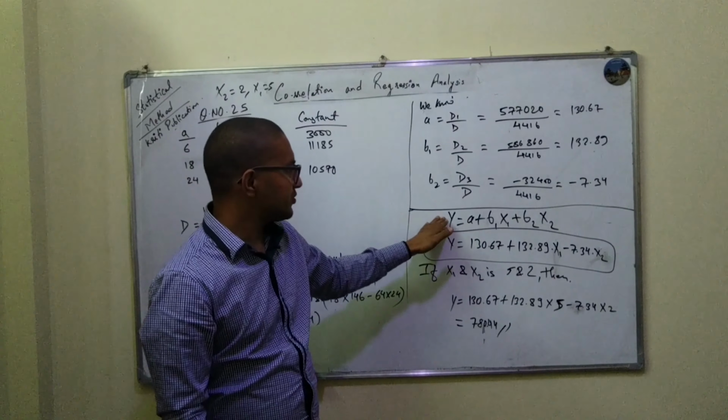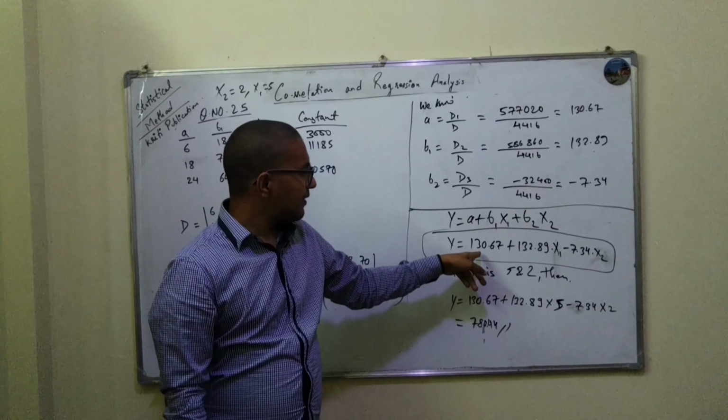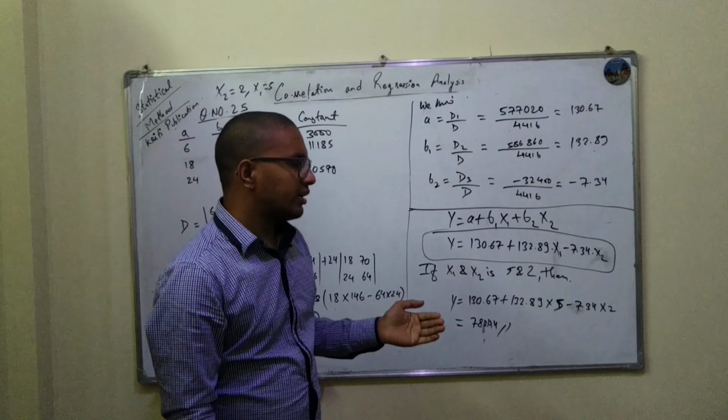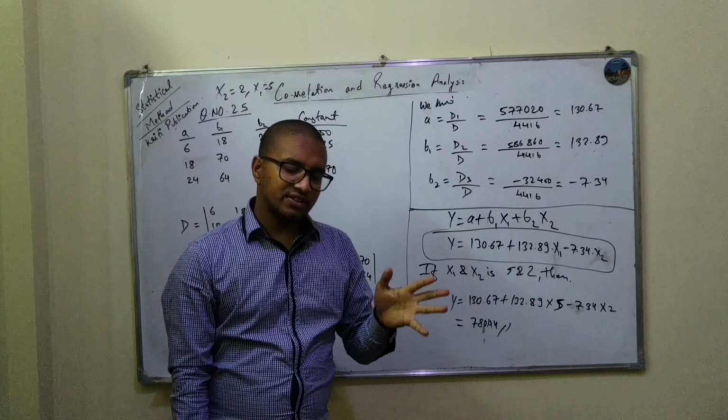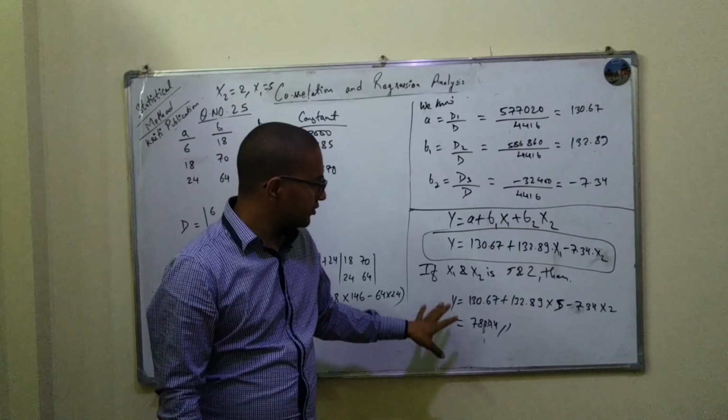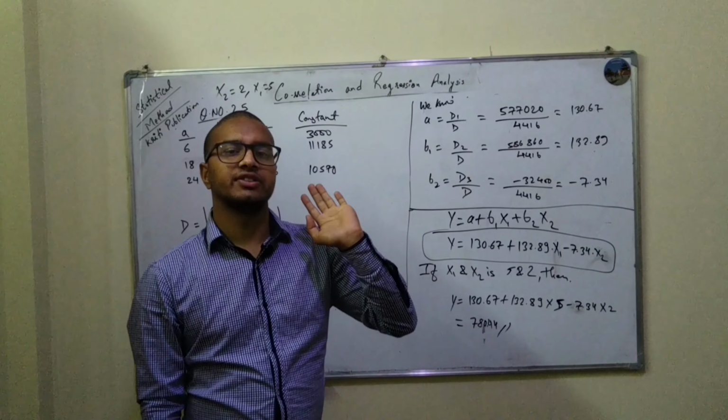And then put the values in the first equation, and then what is your assumed values, or what the question has asked you. If this and this is this, how much would be this, right? So how much would the dependent variable be? So put in the values, you'll get your answer, okay?